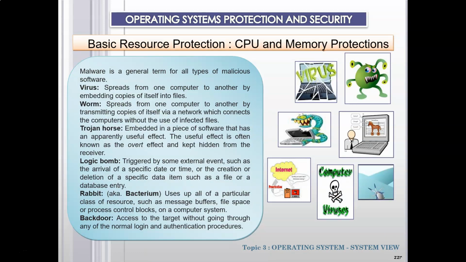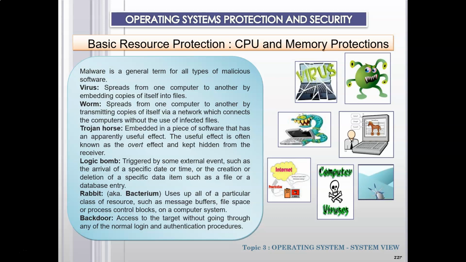Then you must be able to identify or differentiate different kinds of malware. Malware is known as malicious software. That is a general term for all types of malicious software. In order to protect the CPU and memory, you must be careful with all this malware. For example, we have virus, worm, Trojan horse, logic bomb, rabbit, and backdoor.